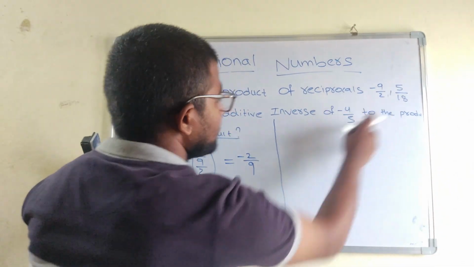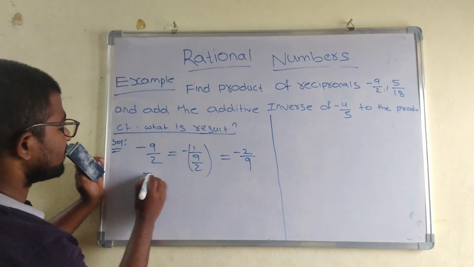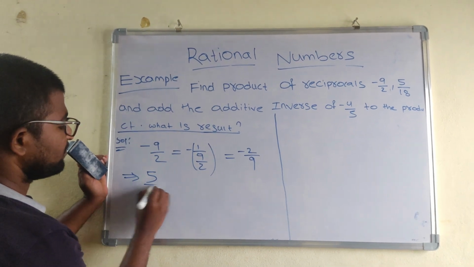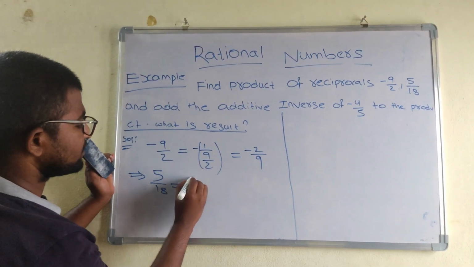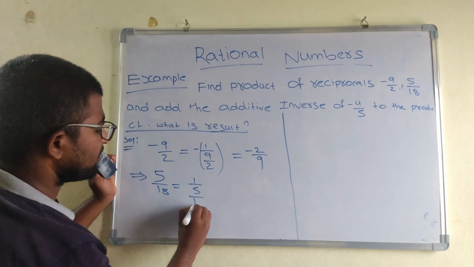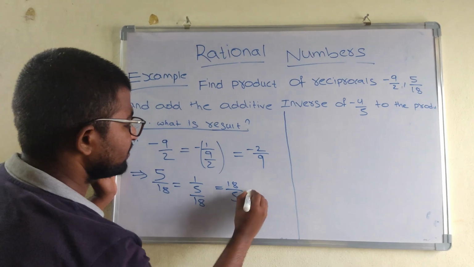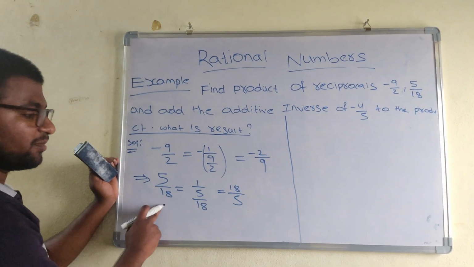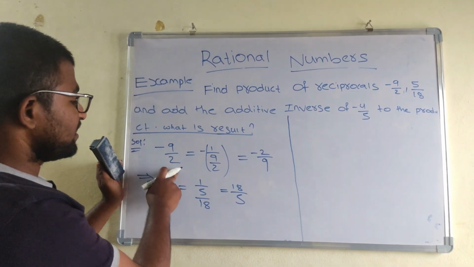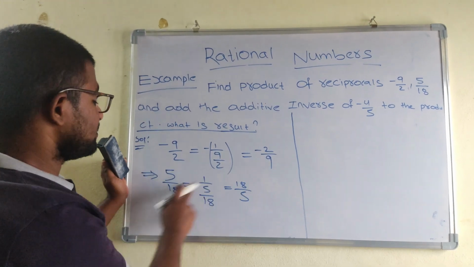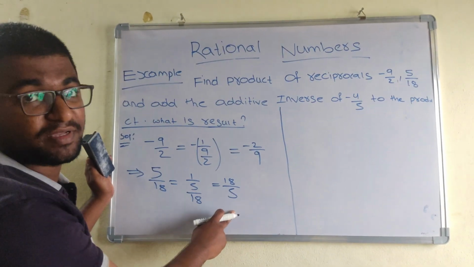Next, the reciprocal of 5 by 18. What is the reciprocal of 5 by 18? That equals 1 by 5 by 18, that equals 18 by 5. So the reciprocal of minus 9 by 2 is minus 2 by 9, and the reciprocal of 5 by 18 is 18 by 5.